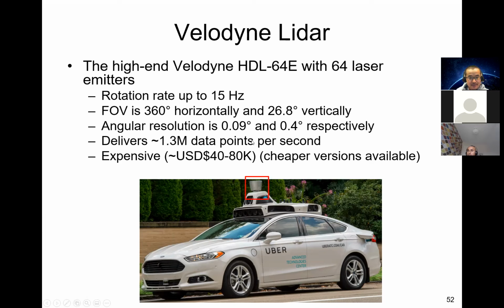And angular resolution is 0.09 degrees for horizontal and 0.4 degrees for vertical. So that's similar to image resolution. How detailed is the point cloud? What's the minimum distance between 2 points? So it delivers 1.3 million data points per second. That is the points in the point cloud, 1.3 million points. It's very expensive. It costs $40,000 to $80,000. There are cheaper versions.